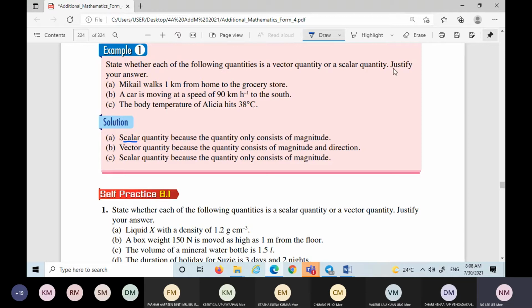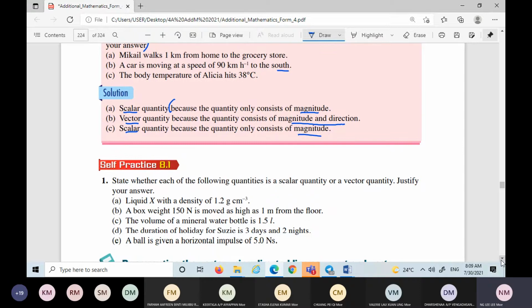Then they want you to justify your answer. This part is 1 mark. If they ask you to justify, you must justify it. If you say this is a scalar quantity, then why? Very simple, because the quantity only consists of magnitude, meaning no direction. For B, moving with a speed to the south. It has direction, so this is a vector quantity, because you have a magnitude and direction. Temperature is scalar, because it only has magnitude. This is quite simple.